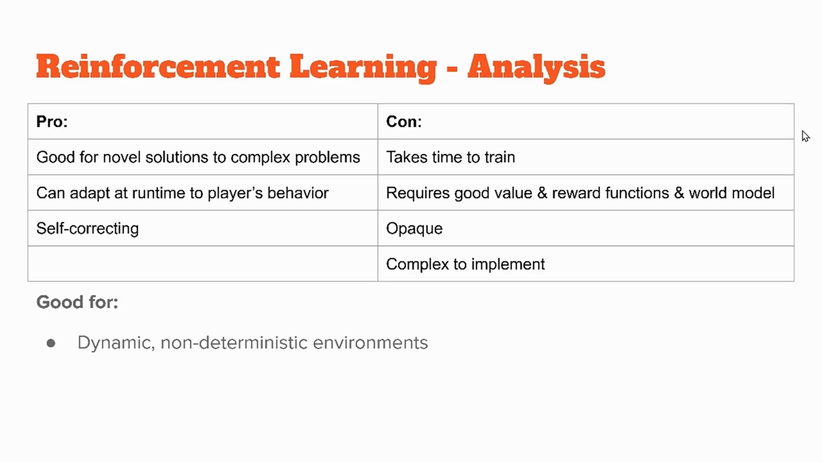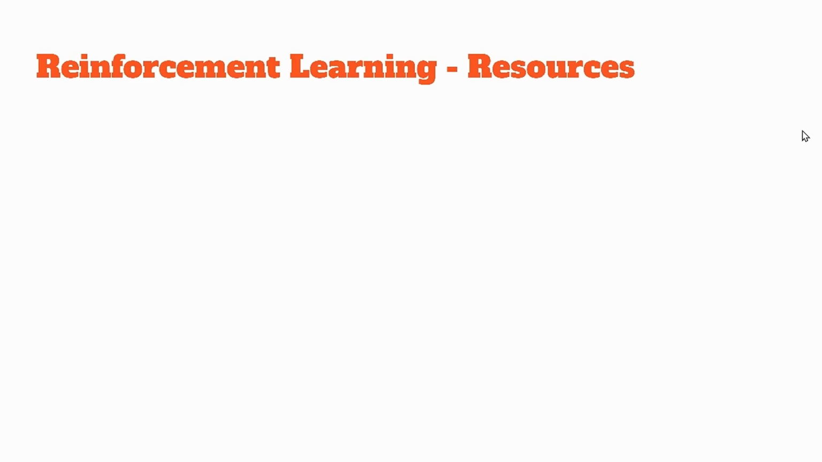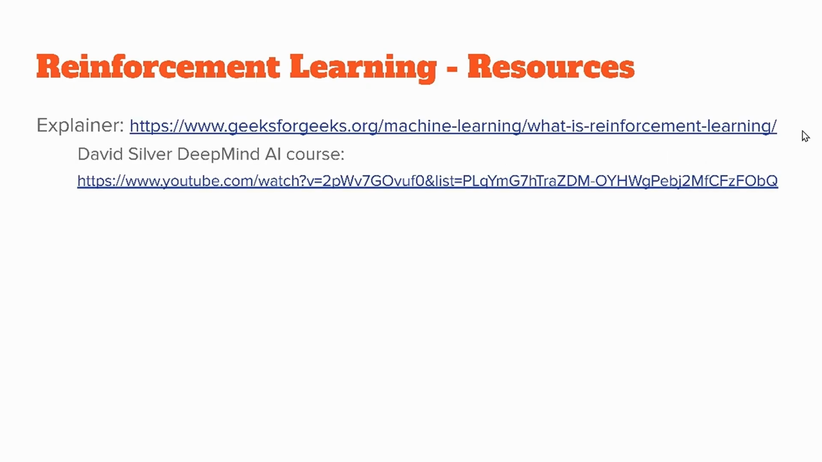So that's good for non-deterministic, frequently changing environments like racing games. It's also good for strategy games. There are a lot of machine learning examples for games like StarCraft. I mentioned racing games.